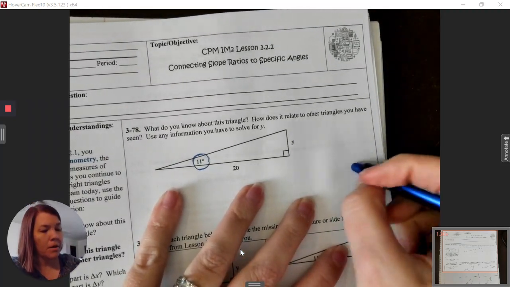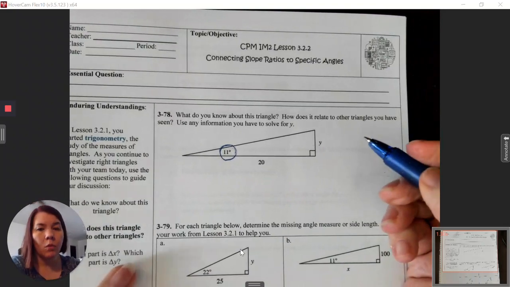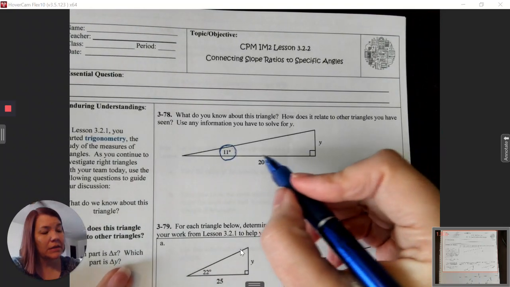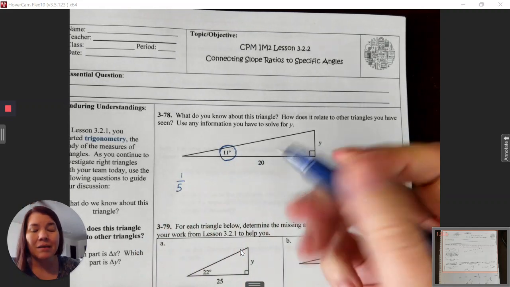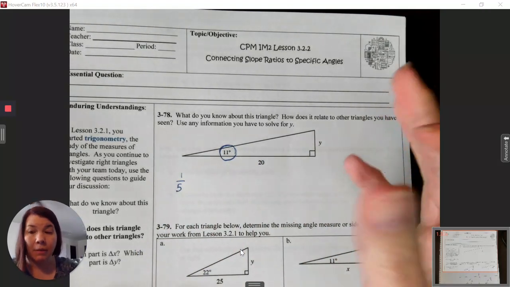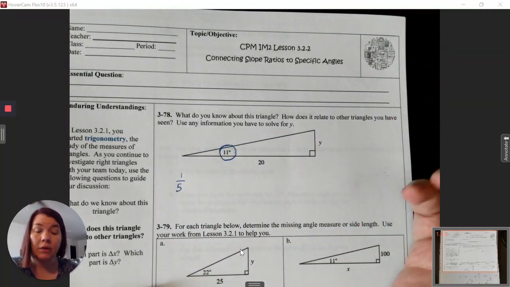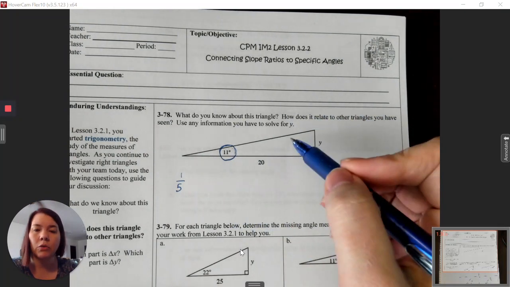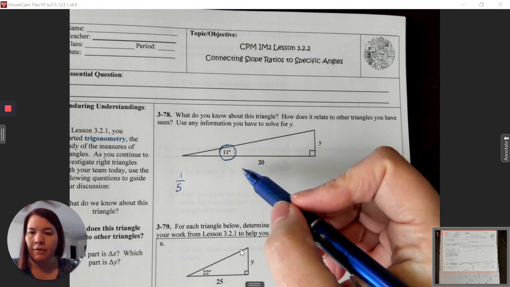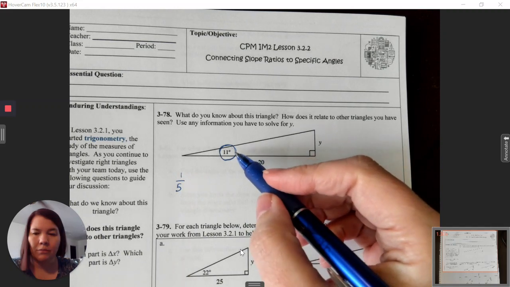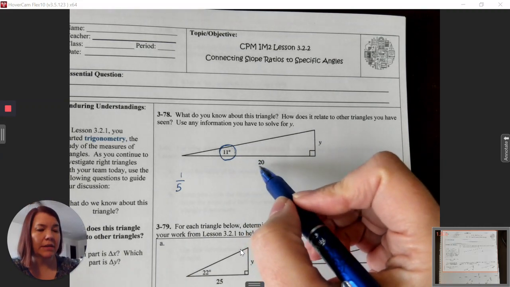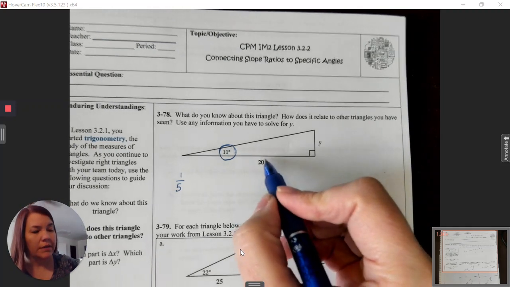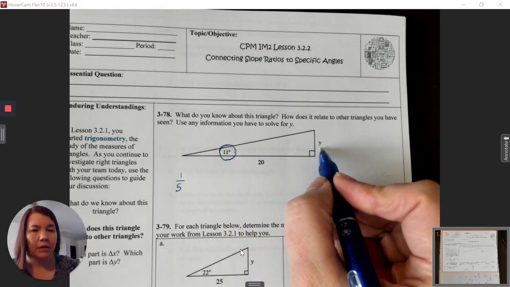Okay, so what is happening here? Since a ratio of 1/5 means that there is an angle of about 11 degrees, what can we deal with here? Remember, everything's being rounded to the nearest whole degree. It is not exactly 11, it is a decimal, but we're rounding to the nearest whole degree. So y and 20. If the bottom is 20, what must this be?